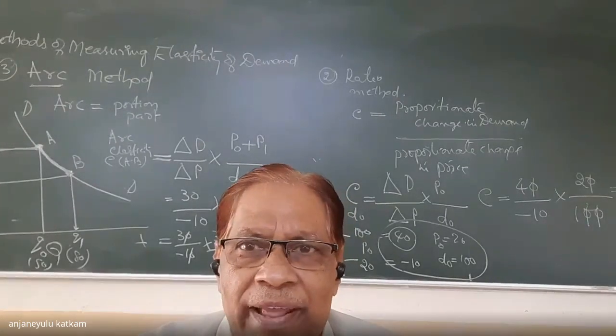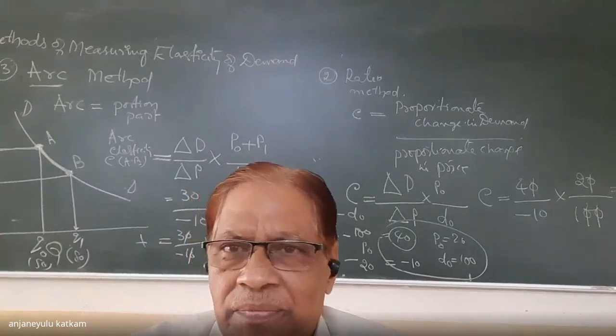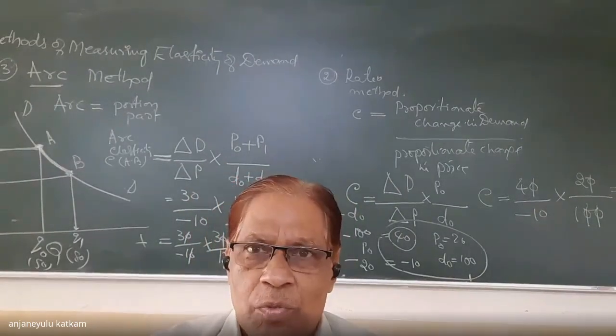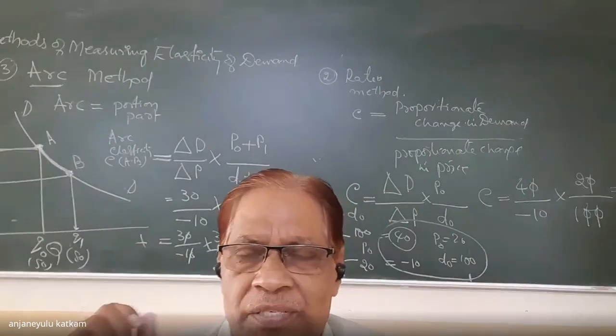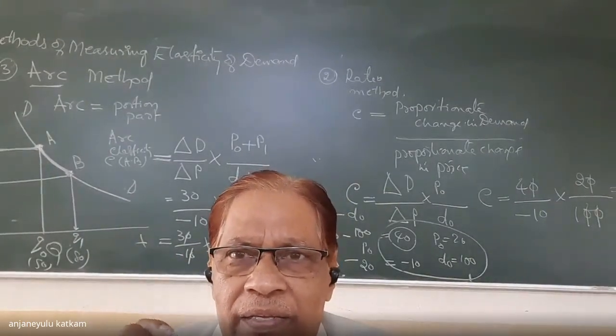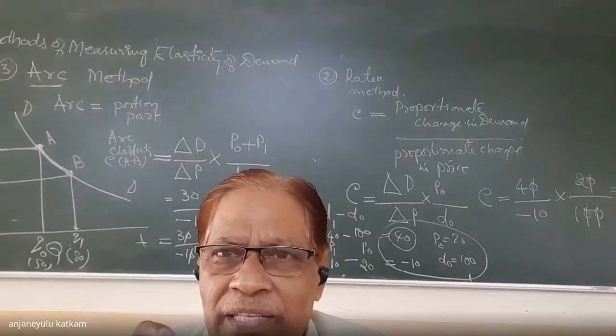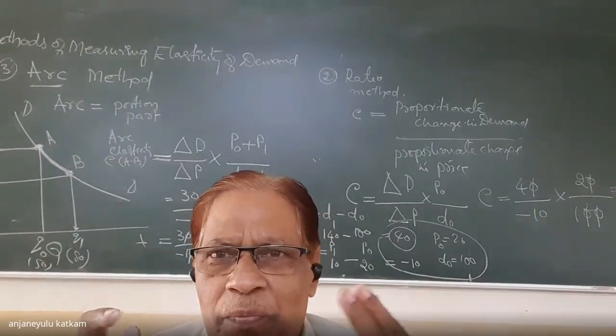This is one determinant. The second determinant is the level of the price of the product. Take the example of the matchbox. The price of the matchbox is 1 rupee or 2 rupees at maximum.